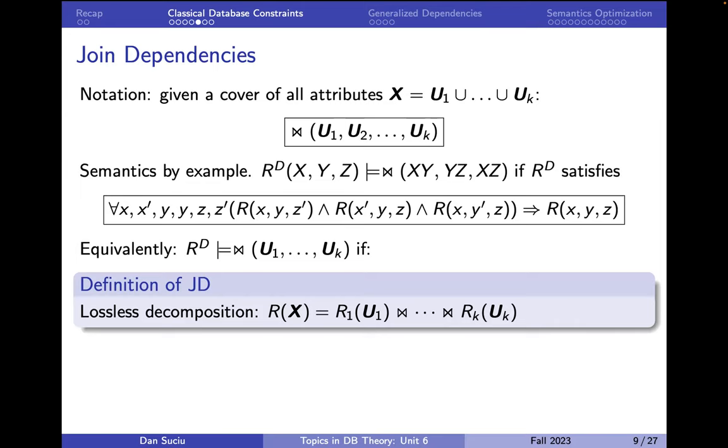Equivalently, and this probably you like much more, the join dependency holds if R is equal to the join of the projections on the attribute sets. Is it obvious to everyone that multivalued dependencies are just a special case of join dependencies? No, it's not clear. Okay, I need to write this down here.